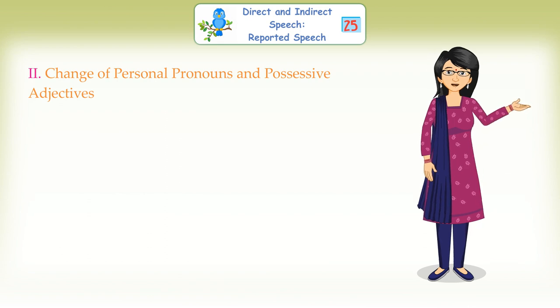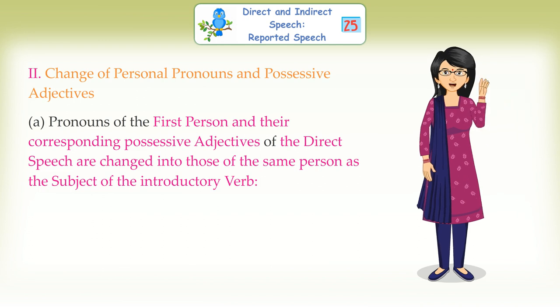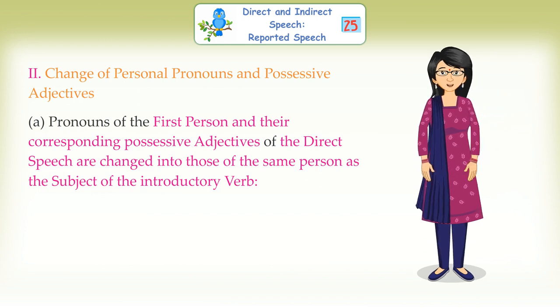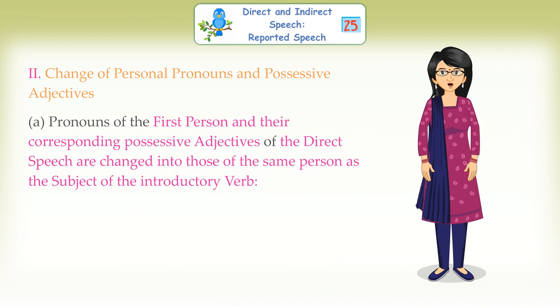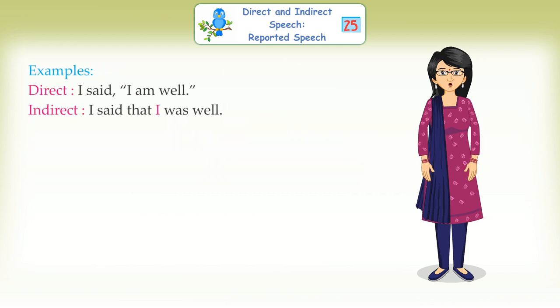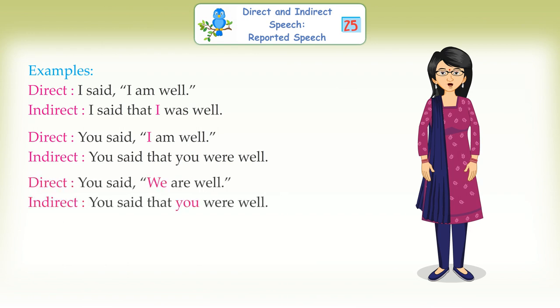Change of personal pronouns and possessive adjectives. Pronouns of the first person and their corresponding possessive adjectives of the direct speech are changed into those of the same person as the subject of the introductory verb. Examples. Direct: I said, "I am well." Indirect: I said that I was well. Direct: You said, "I am well." Indirect: You said that you were well.